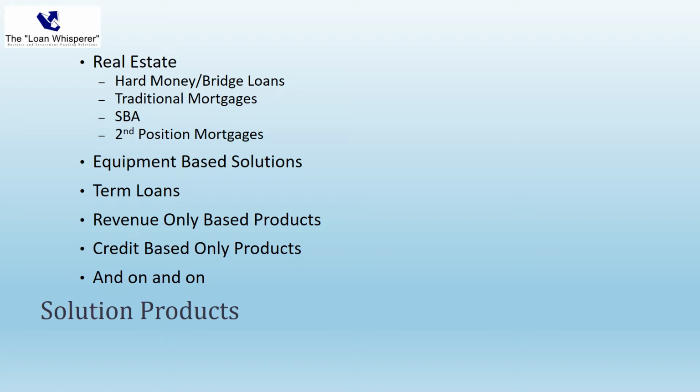Our solution products include, but are not limited to, real estate. We've got hard money, bridge loans. We have some traditional mortgages, perhaps we can do a refinance with. There's some SBA solutions out there. There's some second mortgage options. Equipment solutions, we have things like sale leaseback, we have term loans available, we have revenue-based products, credit-based only products, and so on and so on. It's really about having a portfolio of solutions geared to meet that gap and not interfere with your first position or senior lender. We want to coordinate with them, not compete with them.